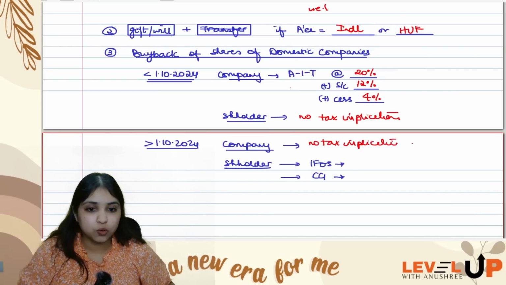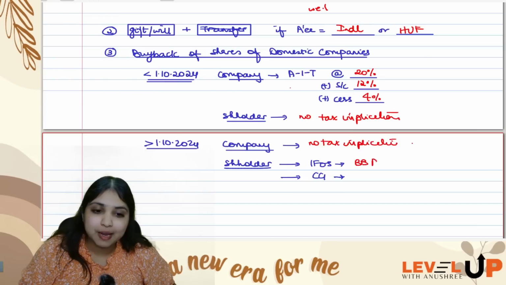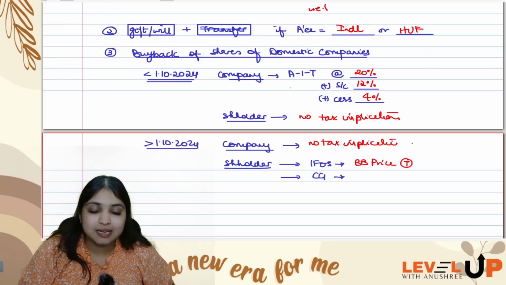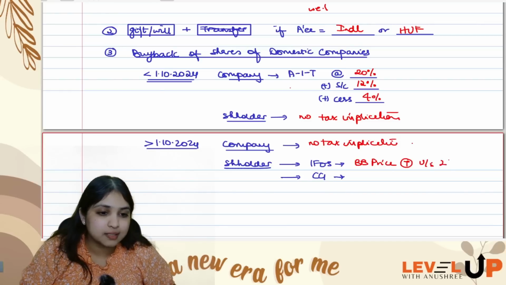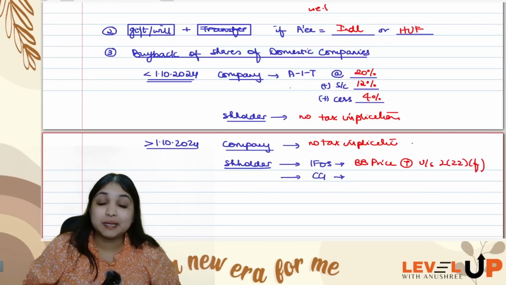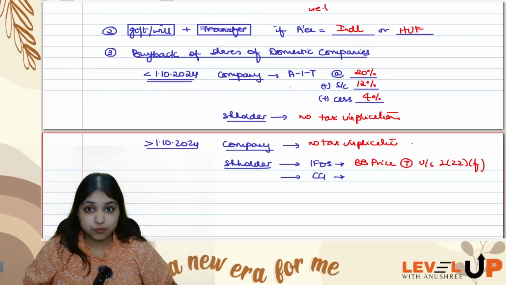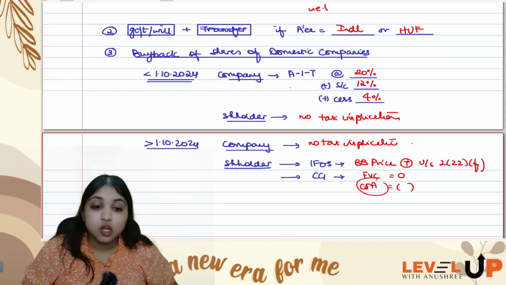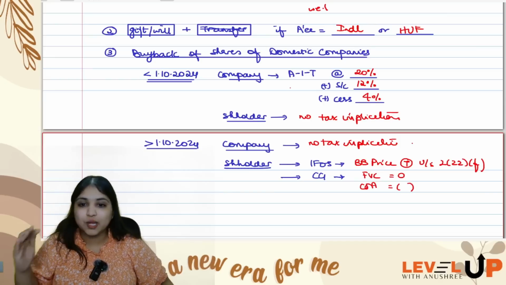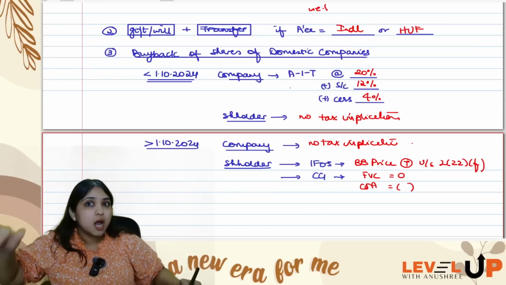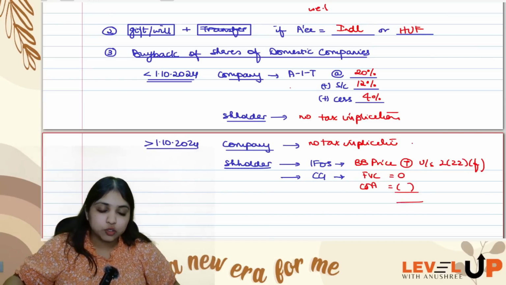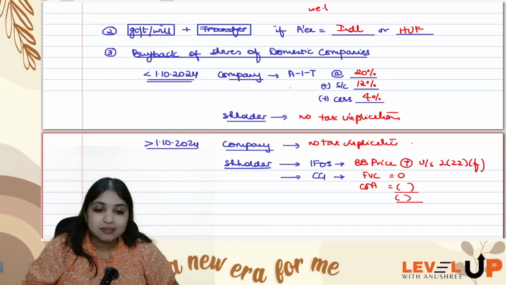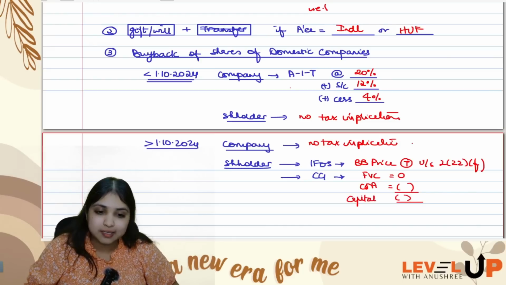Instead, for the shareholder, whatever is the buyback price that he is receiving, it will be taxed under IFOS under the section 2(22)(f). Then under capital gains, it will be treated as if there is an extinguishment of asset. Full value consideration will be 0. Cost of acquisition you will have to subtract. Of course, you can't index the cost of acquisition because a transfer is happening after 1st October 24. So you will get a negative number only, and this negative number will be considered as capital loss.